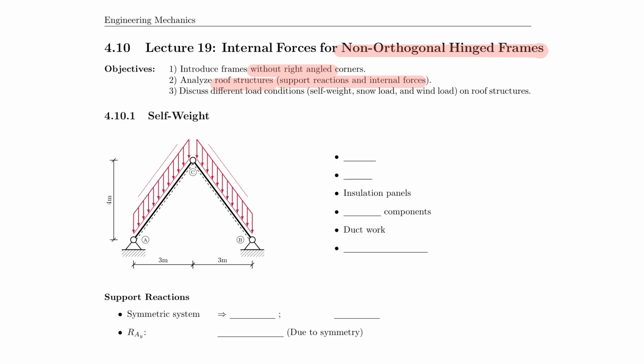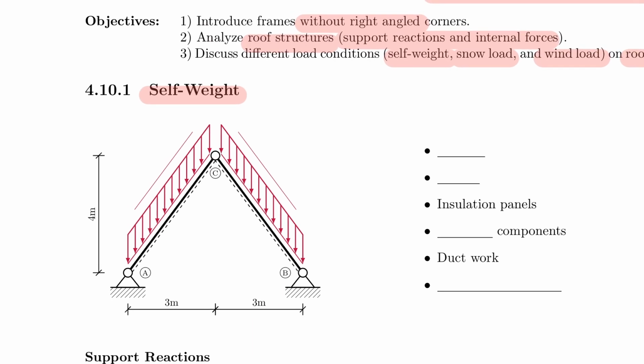Ultimately, we want to draw the internal force diagrams as always, but we want to do that for three different cases: for self-weight, for what's called snow load, and for wind load. All those are three cases that can exist on roof structures, and we will now look at those. I will start with the very first case, which is the self-weight. So let's look at self-weight.